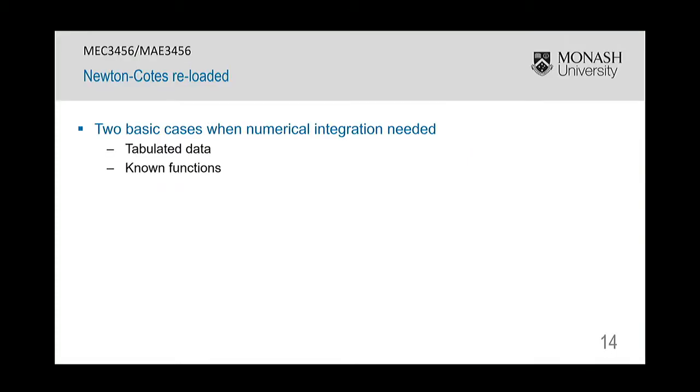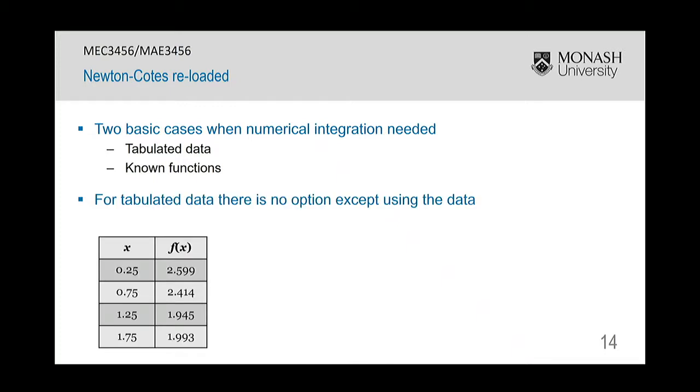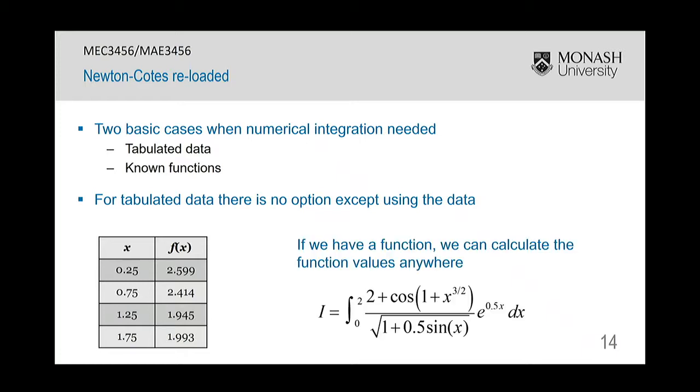So let's go back and have another look at the whole idea of Newton-Cotes. There are two basic cases when we can use numerical integration. The first is when we have tabulated data and we have absolutely no option, we have to use it, or when we've got some kind of known function. So for tabulated data, for example the data that we got down there, we don't know what the function is, so we have to use the numbers in the table.